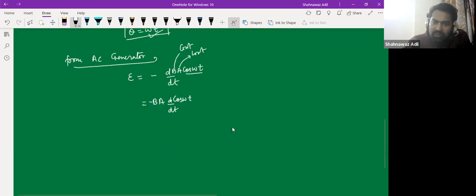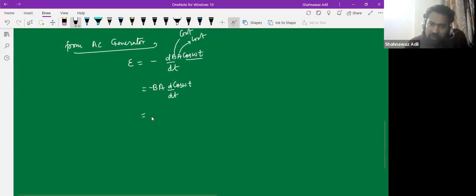So what will we get? This would be minus BA sine of omega t, and minus. And then what would be the other quantity that we will have? What is the other quantity? If we differentiate, can you repeat? Yeah, so I'm saying that I'm taking the differentiation of this quantity, right?